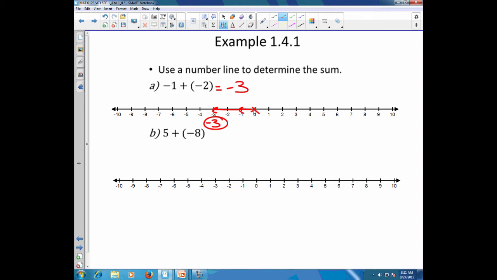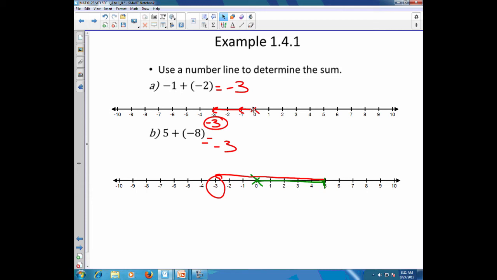If we do the same thing here on the bottom, we'll start at 0. And then we're going to go to the right 5. And so now from 5, we're going to take away 8. So we're going to go from 5, and we're going to go back to the left 8. And once again, we get -3.